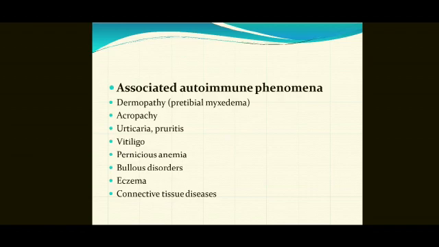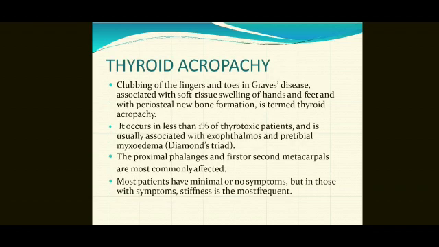Skin diseases associated with autoimmune phenomena include dermopathy, that is pretibial myxedema, urticaria, pruritus, vitiligo, pernicious anemia, bullous disorders, eczema, and connective tissue disorders.